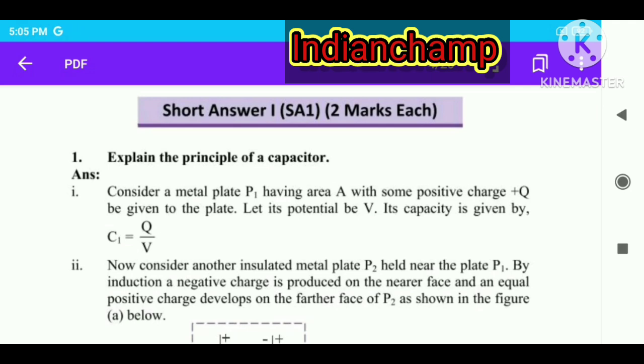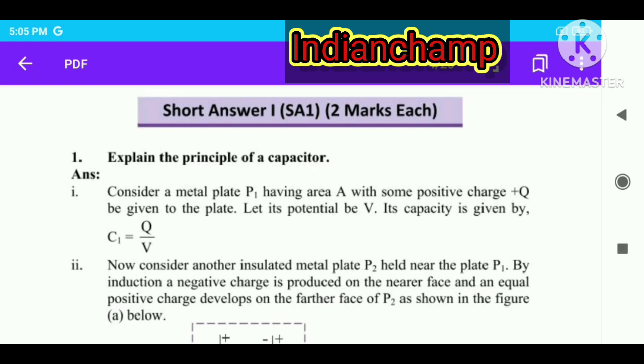Explain the principle of capacitor. Answer first. Consider a metal plate P1 having area A with some positive charge Q. Let its potential be V. Its capacity is given by C1 is equal to Q divided by V.